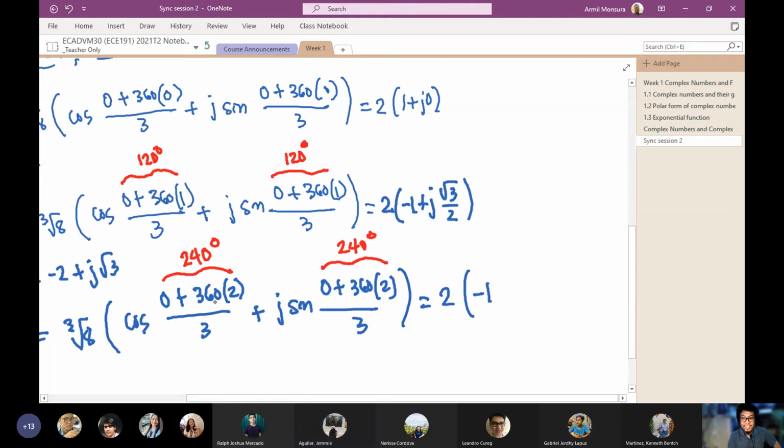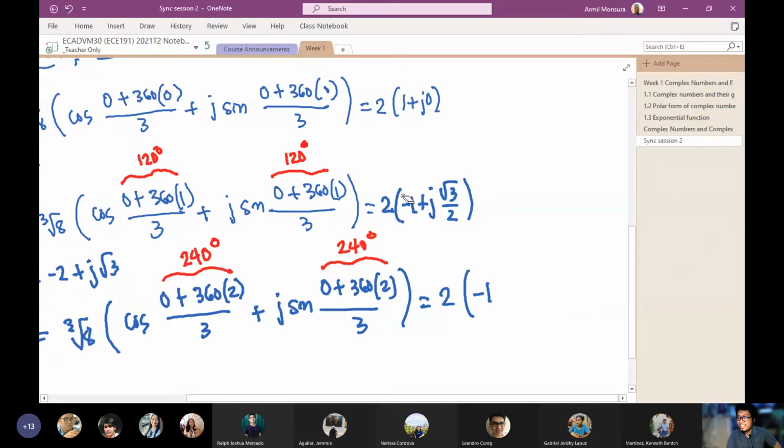Okay, ako naman yung mali. Sir, trinay ko din po, sir. Yung 0 plus 360 times 2 over 3 po. Negative 1 half din po. Pero ito tama to. Ito naman yung check natin. Dapat negative 1 half po, sir. Malito na tayo kanina.